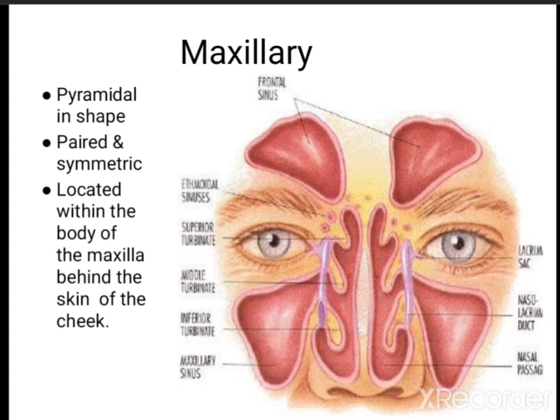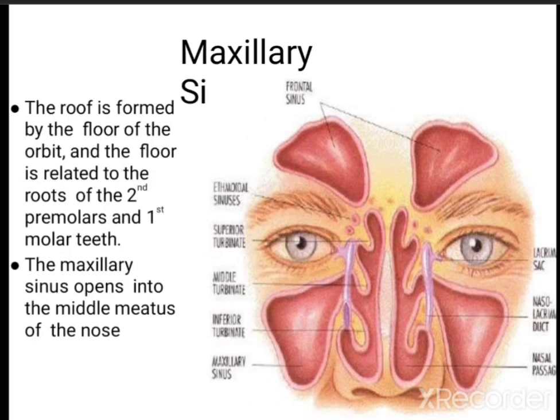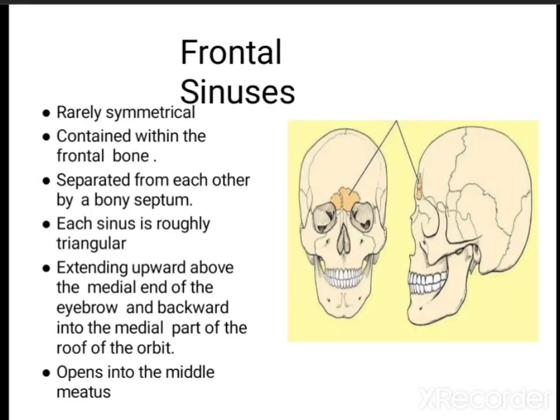Now the first of the paranasal sinuses is the maxillary sinus. It's the largest sinus and it is pyramidal in shape. It is paired and symmetric. It is located in the body of the maxilla behind the skin of the cheek. The roof is formed by the floor of the orbit, and the floor is related to the roots of the second premolar and first molar tooth. The maxillary sinus opens into the middle meatus, as we have seen in the previous slides.